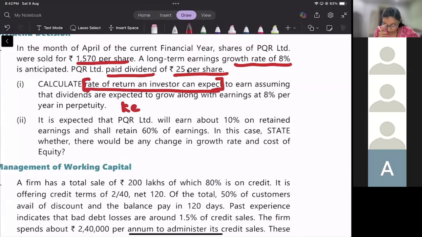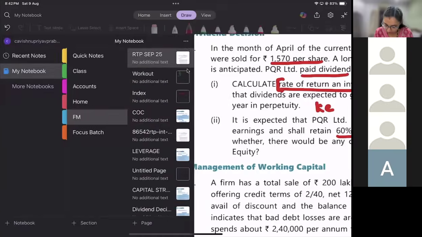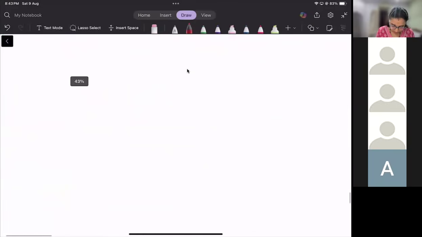Second part: it is expected that PQR Limited will earn about 10% on retained earnings and shall retain 60% of earnings. In this case, state whether there will be any change in growth rate and cost of equity. Definitely there will be a change in growth rate, no doubt. Because what is the formula for G? You already said B into R, retention ratio into rate of return. So if that is changing, definitely our growth rate will change and our cost of equity will change. Let's find out how to do this question.